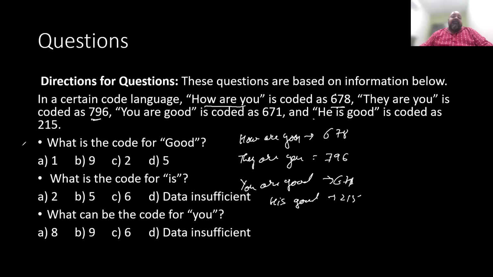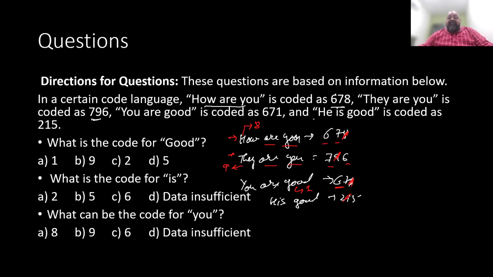देख लेते हैं. So what I'm saying first of all is if I just compare these two, it has 'are' and 'U' common. So two numbers will be common, which are 6 and 7. So therefore, 'you' becomes 8. 'They' becomes 9. 'Are' and 'U' are 6 and 7. 8 and 9 have been figured out. You are good, he is good, 671, 215. Therefore, for good, the common number is 1. So for good, we will have 1.